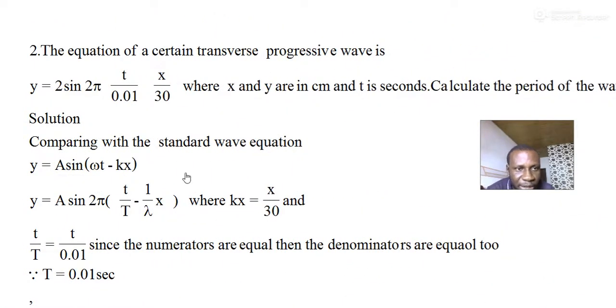So once again, we have a second question in this group. The equation of a certain progressive wave is this: x and y in centimeters and t in seconds. Calculate the period of the wave. Solution: comparing with the standard wave equation, which is y equal to A sine omega t, as we saw earlier on.